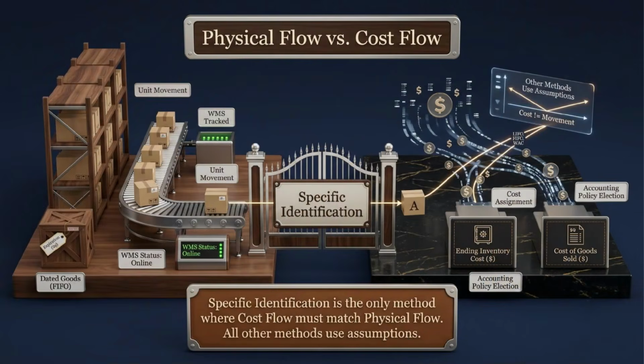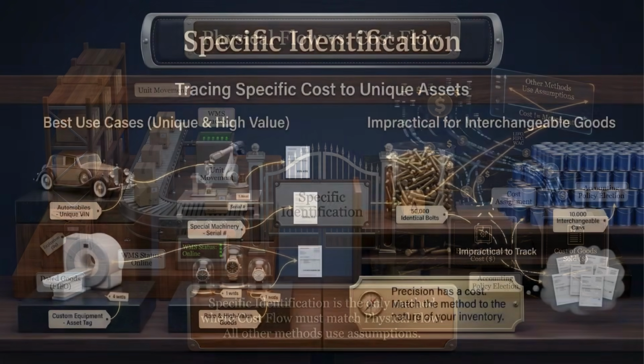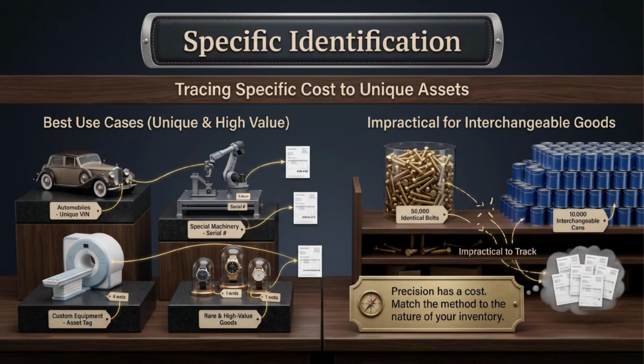A very common confusion is mixing physical flow with cost flow. Physical flow is the real movement of goods: which boxes left the warehouse, which items were shipped, and which materials entered production. Cost flow is the accounting assumption about which costs are assigned to goods sold and which costs stay in ending inventory. Only specific identification requires cost flow to match the actual unit sold. Other methods such as average, FIFO, and LIFO are accounting assumptions. So the warehouse may rotate goods one way while the accounting records assign costs another way, and that can still be acceptable.